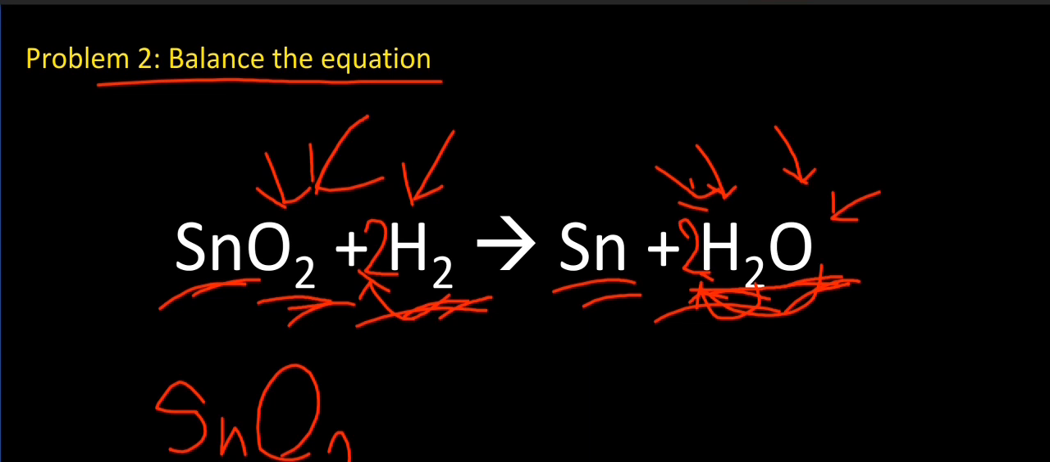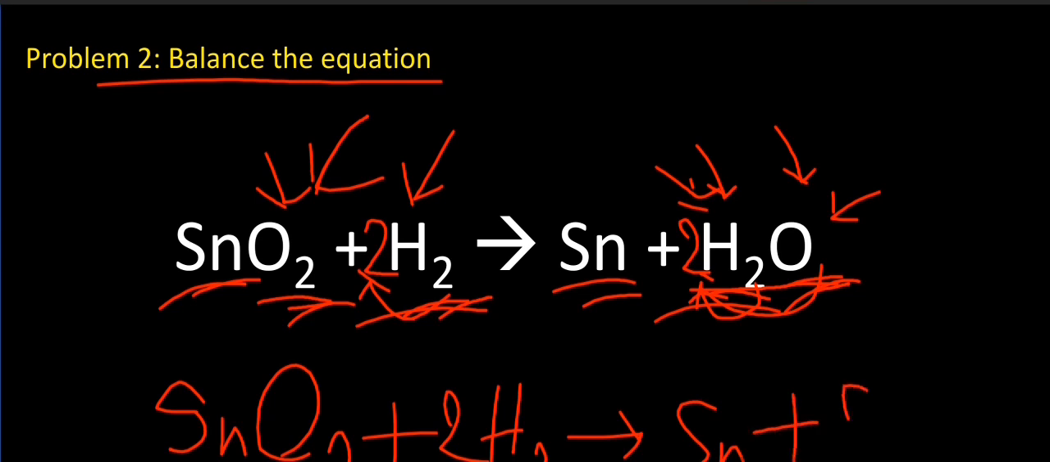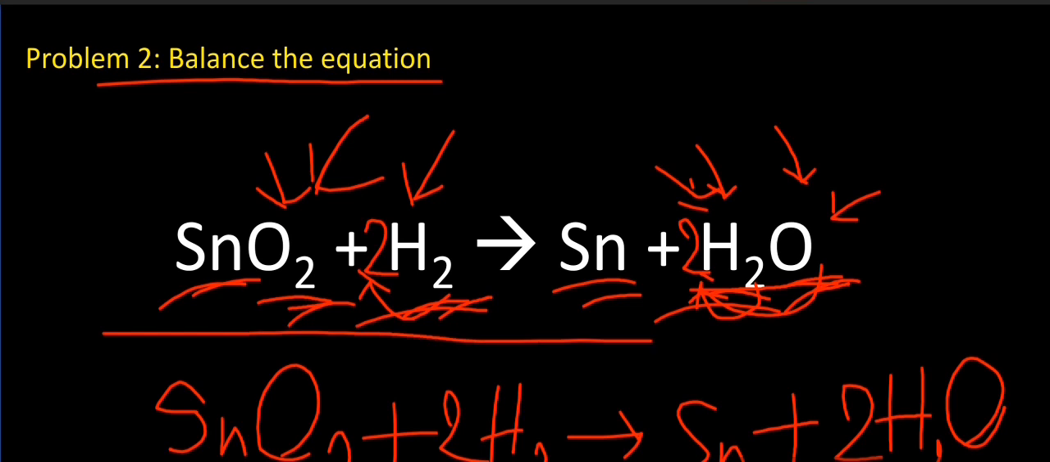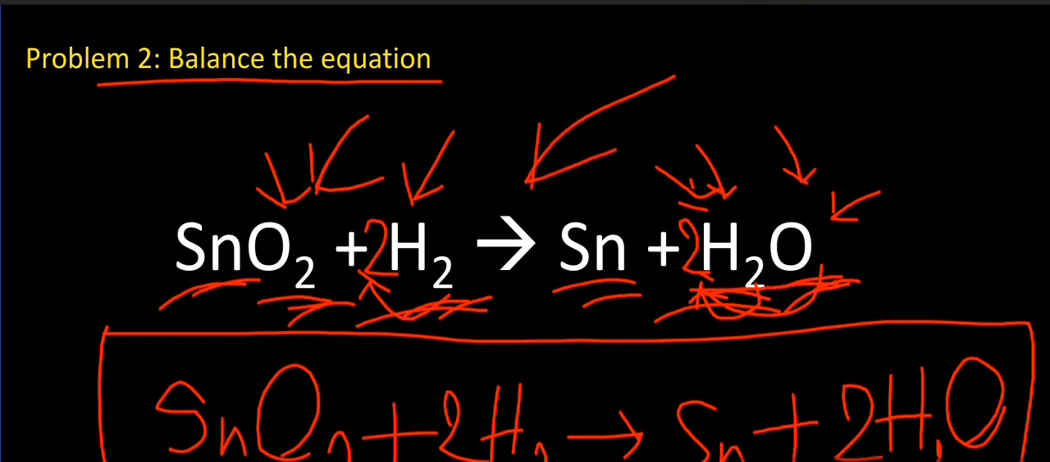Plus 2H2, that is hydrogen, yields Sn, where Sn means tin, plus 2H2O, and this is the balanced version of the equation. So let's continue.